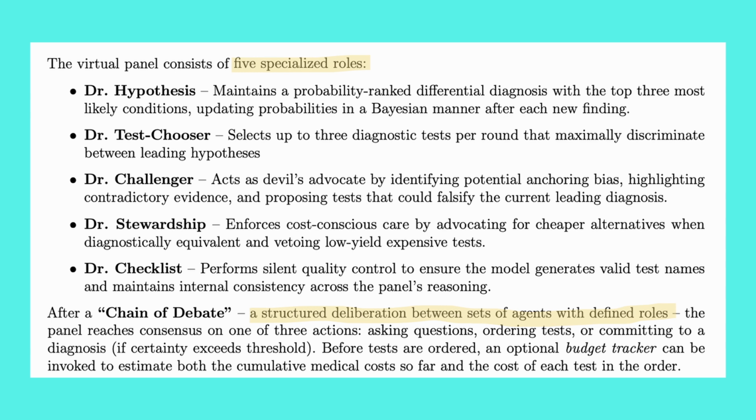Doctor Hypothesis, this is an AI that keeps track of all possible conditions. Doctor Test Chooser, it picks the most informative tests. Dr. Challenger, it plays devil's advocate, pushing back on assumptions. Dr. Stewardship, it balances cost and invasiveness. And Dr. Checklist, it makes sure nothing important gets skipped.